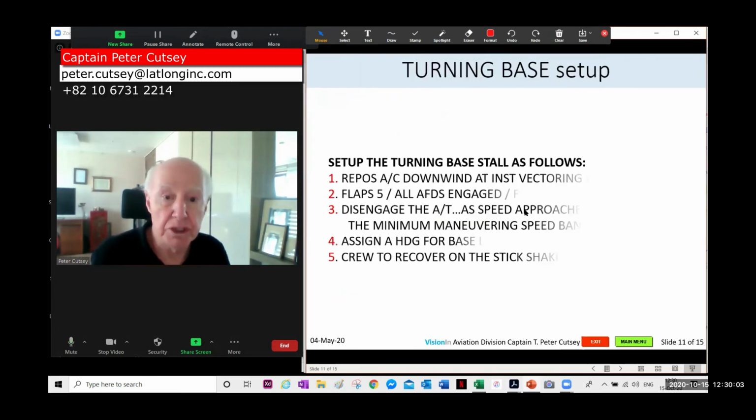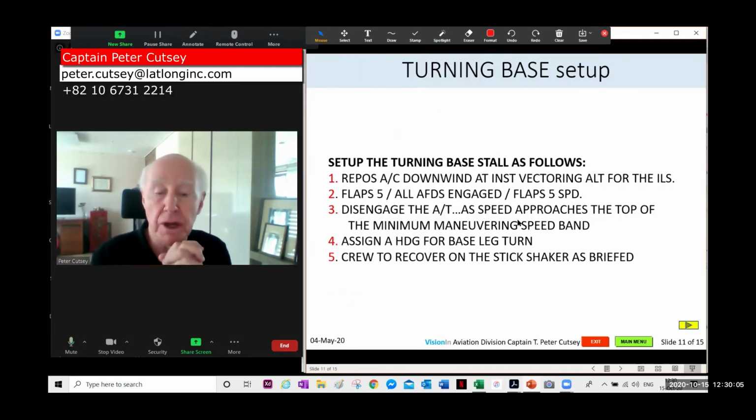The next would be a turning base type stall. Your instructor will actually set you up downwind, reposition the aircraft downwind at an instrument vectoring altitude for the ILS. You can get that from your approach chart. And in the flaps 5 mode with all AFDS engaged, autopilot and auto throttles engaged, and at flaps up speed.